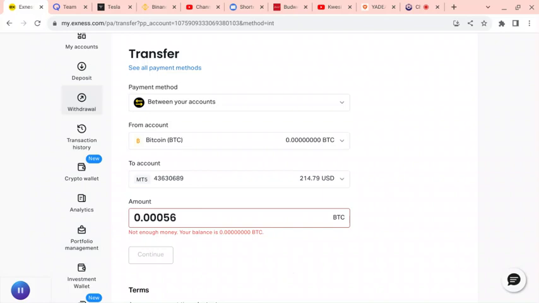The transfer means that it's in the same account. It means that you want to convert the BTC to, let's say, USDT. So right now, if I do this one, that means I'm converting the BTC to USD. And in Exness, the USD is the same as USDT. If you see USD, it's the same as USDT in Exness. So it means that I'm converting the BTC to USDT, so it will add up.